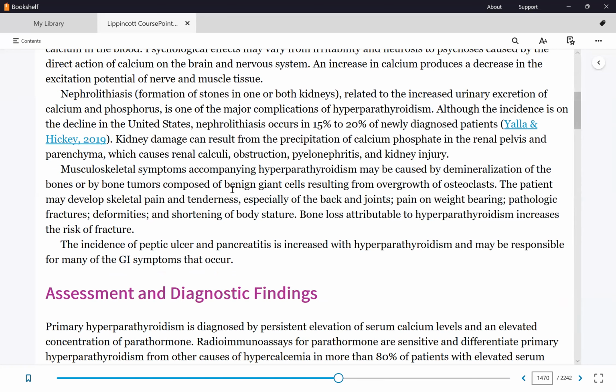If it's chronic, the patient will have, of course, back and joint pains, because where did the calcium come from again? Your bone. So your bones will weaken, resulting in these manifestations. And then your patients will have fractures, pathologic fractures, meaning non-traumatic fractures. They were just laying in bed, but then why did they sustain a fracture? Because the bones are that weak. It also increases the incidence of peptic ulcers. So again, there are complications that result from hyperparathyroidism.